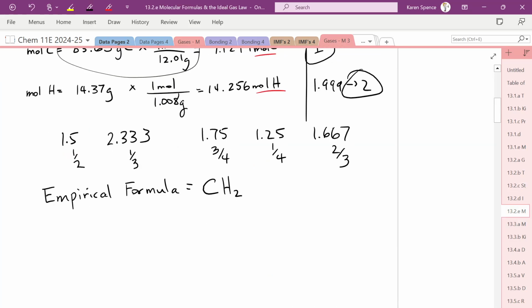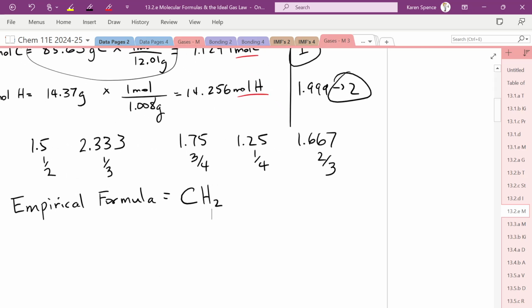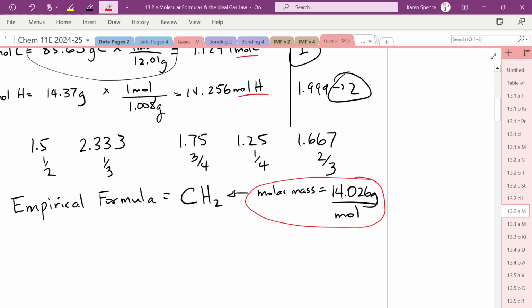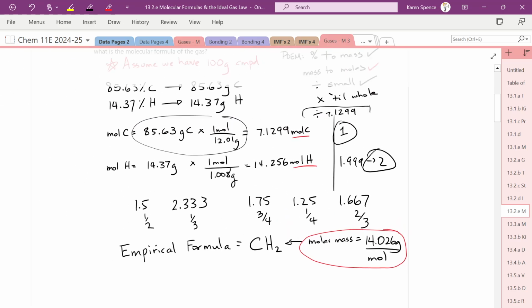There we are. Okay. Oh, CH2. Molar mass equals 12.01 plus 1.008 times 2 is 14.026 grams per mole. All right, that's pretty easy. I'm just going to take note of that so I don't lose it.